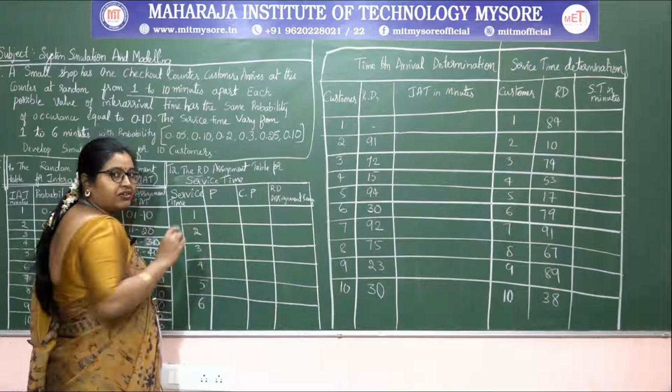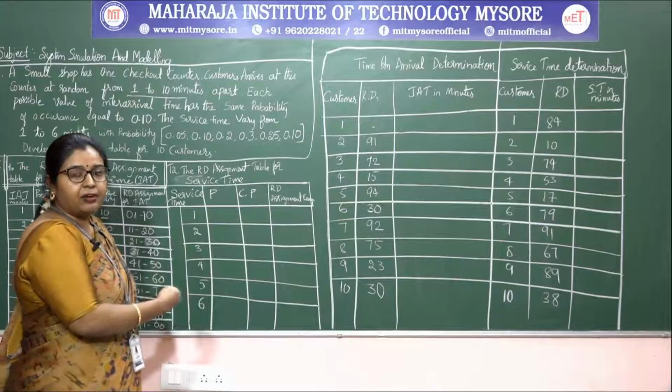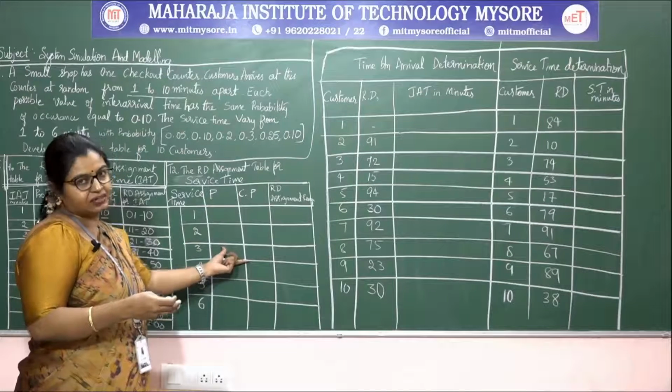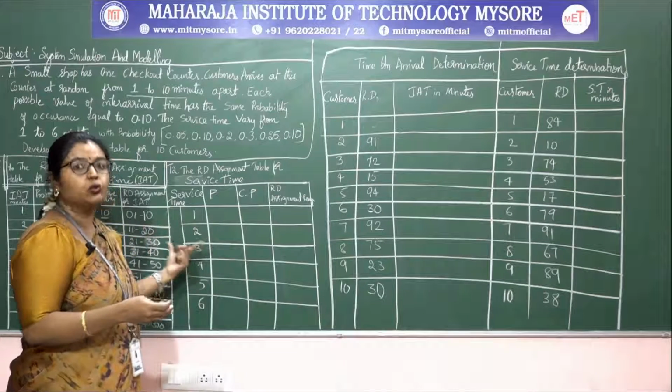So arrival event is based on what? Interarrival time. Departure event is based on what? Service time. That's why we need to generate these two tables.